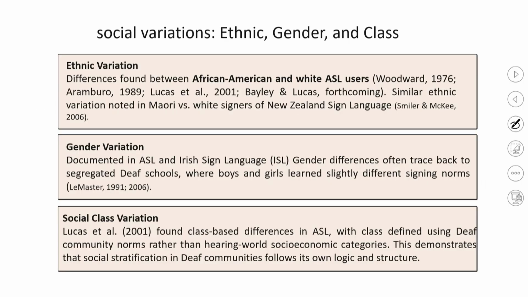So, that was regional variation, and now let us look at some social variation. Again, similar kinds of variables appear here: ethnic variation, gender variation, social class variation. In ethnic variation, for example, differences are found between African American and white American Sign Language users. There is gender variation as well, and social class. Class-based difference has been found in ASL, with class defined using deaf community norms rather than the hearing world.